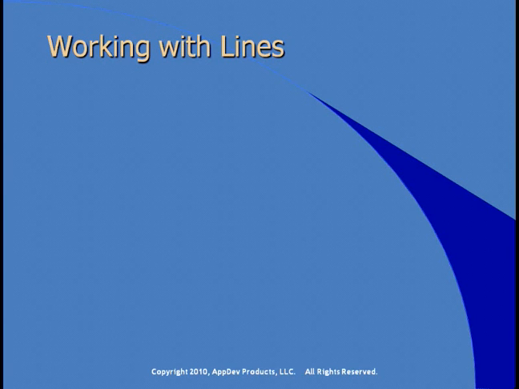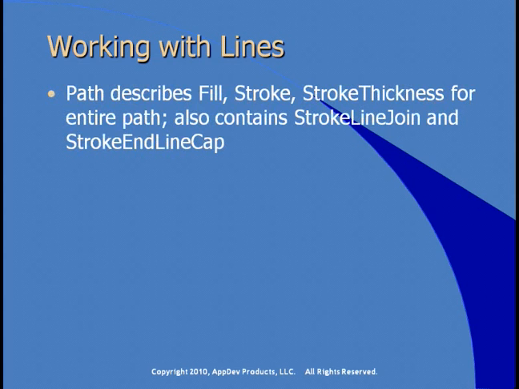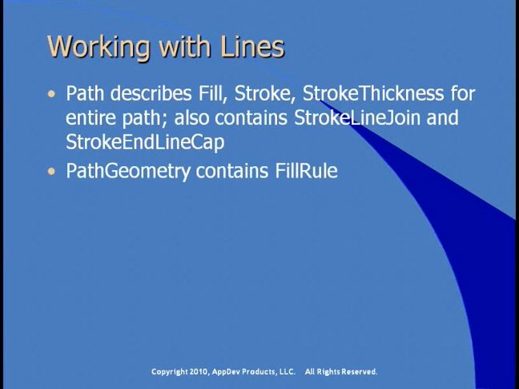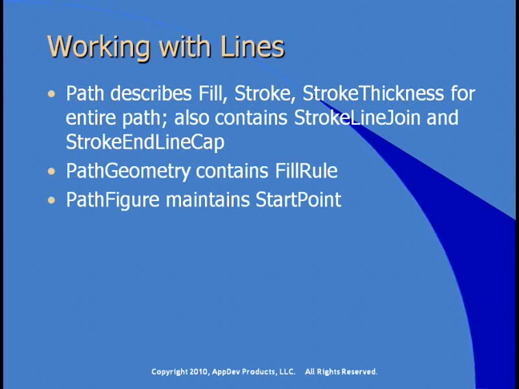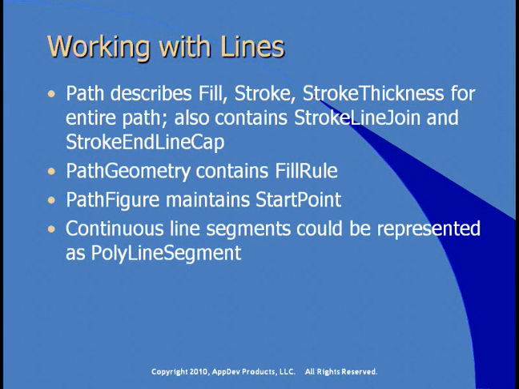Here are some things you should think about when working with lines. First of all, remember that the path describes the fill, stroke, and stroke thickness for the entire path, and it also can contain things like stroke line join and stroke end line cap, things that define the path as a whole. The path geometry contains the fill rule. The path figure maintains the start point. That's where the drawing starts. And continuous line segments could be represented as a polyline segment element, and it's probably more efficient to do things that way.